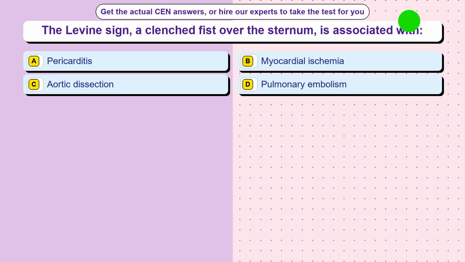Question 11. The Levine sign, a clenched fist over the sternum, is associated with: Option A. Pericarditis. Option B. Myocardial ischemia. Option C. Aortic dissection. Option D. Pulmonary embolism.